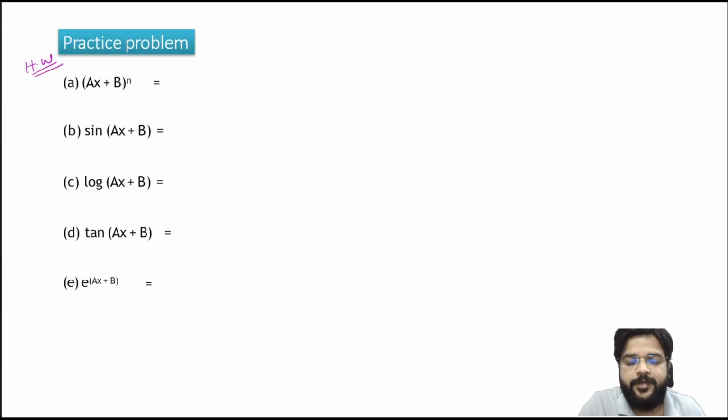Like we have (ax plus b) power n. So use your power chain rule, correct? Then you will get the answer. Then we have sin(ax plus b). So first differentiate the sine function, then differentiate ax plus b, then you will get the answer. So this is your homework question, everyone. Note down.